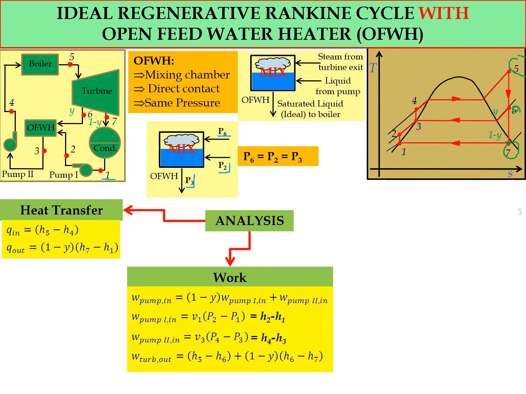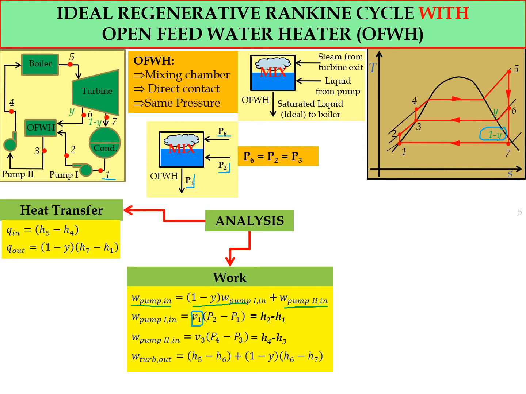Okay, so we have pump 1 and pump 2. The work from the overall pump, which is from pump 1, here is pump 1 and also pump 2. And the work from pump 1 is 1 minus Y, which is the percentage of mass at state 7 to 1, times the work by pump 1 in plus the work by pump 2. And work pump 1 in is equal to V, which is the specific volume at state 1, times the bracket P2 minus P1, and it is also equal to H2 minus H1.